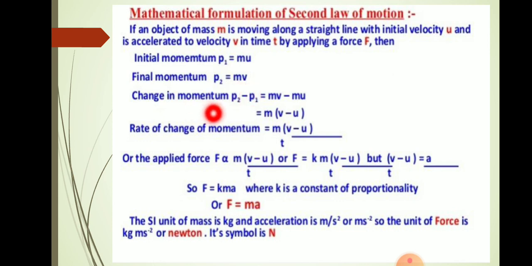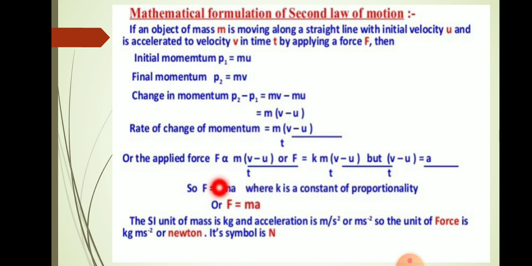So what is the change in momentum? P2 minus P1, so mv minus mu, so m into (v minus u). Here mass is constant. So rate of change of momentum is m into (v minus u) divided by t, that is, with respect to time. So force applied F is directly proportional to rate of change of momentum, that is m into (v minus u) by t. Therefore F is equal to m into a.